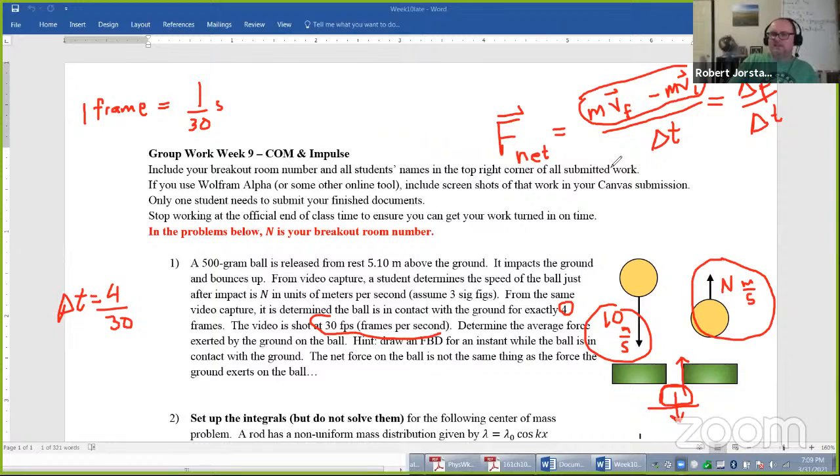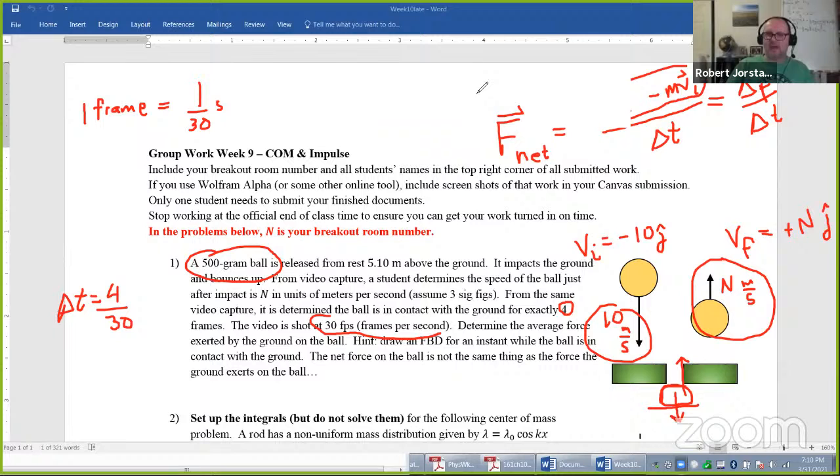So what is V final and V initial? V final is positive n because it's going upwards. V initial is negative 10 because it's going down. You could think about that being in the J hat. I'm being sloppy with units. Okay, yes, I should have meters per second on those. I'm a bad person. The mass, as we said, is 0.5 kilograms. This gets you the net force.